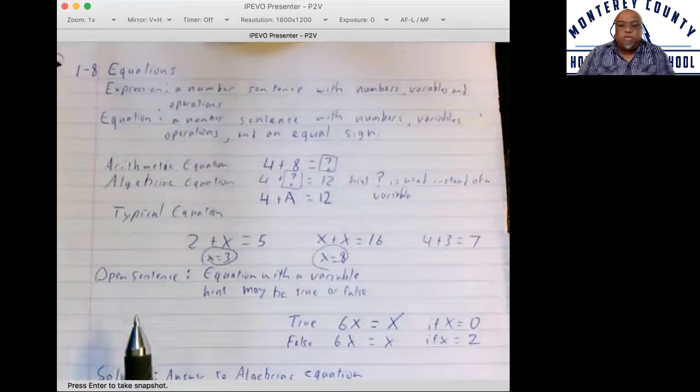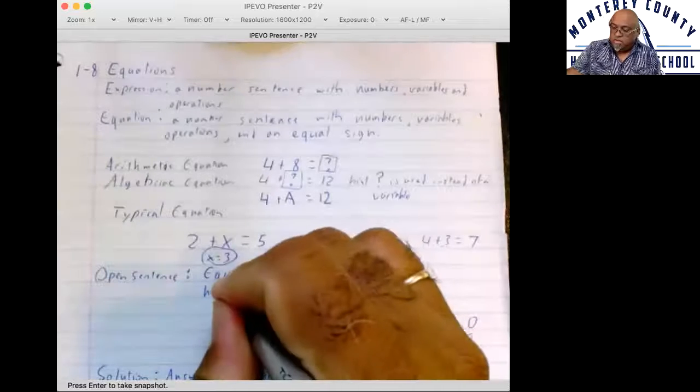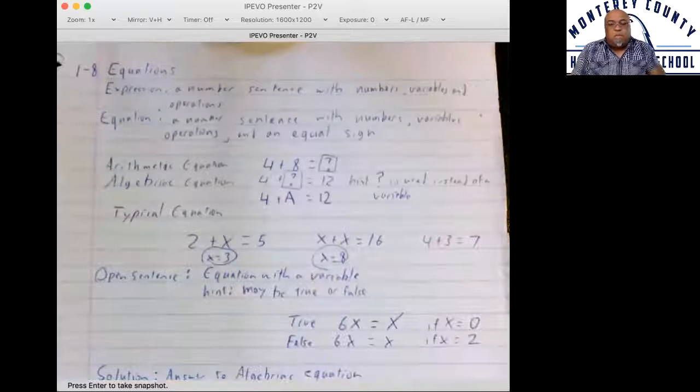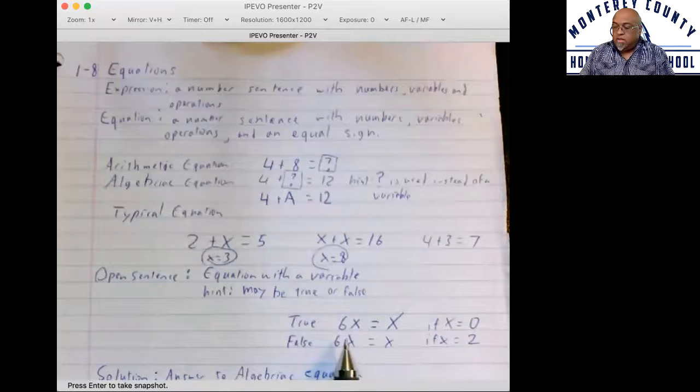Now, let's take a look at this definition that's in your book, an open sentence. An open sentence is an equation with a variable. Hint, it may be true or it may be false. Now, let me give you some examples.